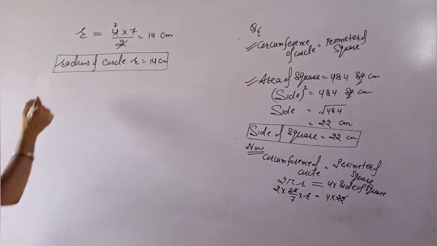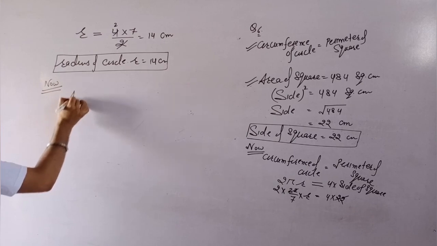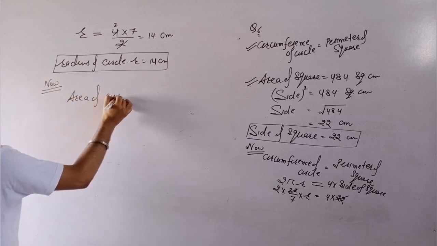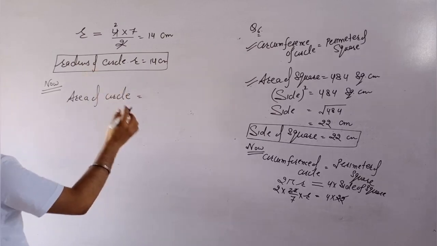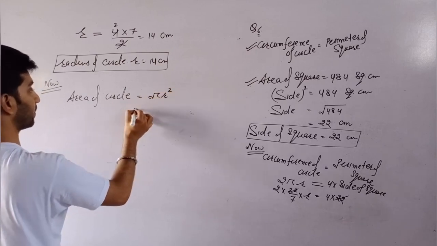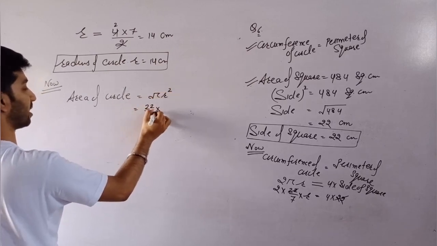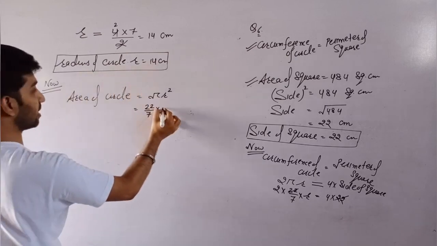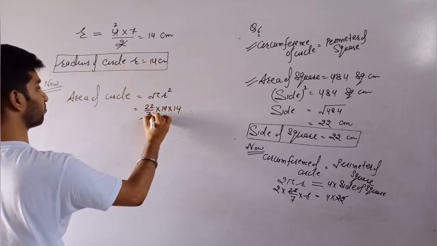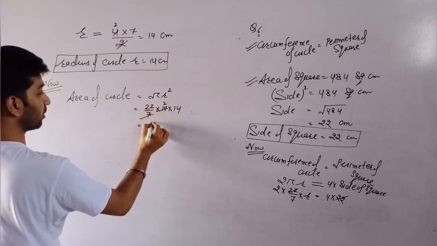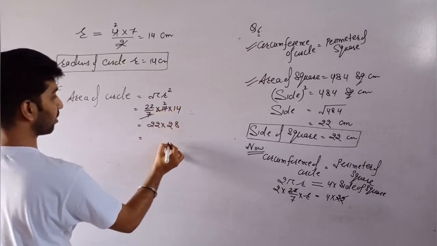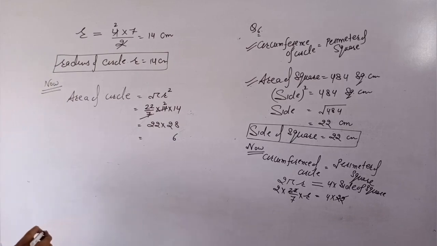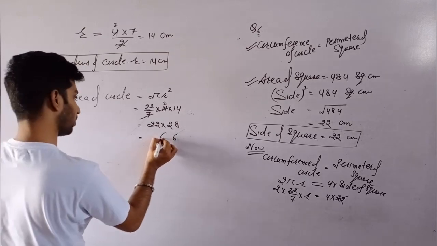Now we will find our question, that we have to find the area of the circle. And we know that the area of circle is given by the formula pi r square, pi 22/7 multiplied by r, radius is 14 centimeters, square means multiply by 2 times. 7 to the 14, 22 multiply 14 to the 28. 22 8 the 176, carry is 17. 22 to the 44, 44 plus 17 is 61.